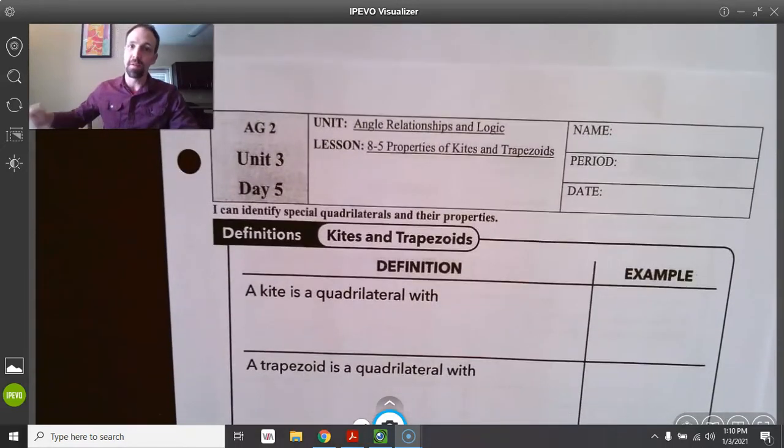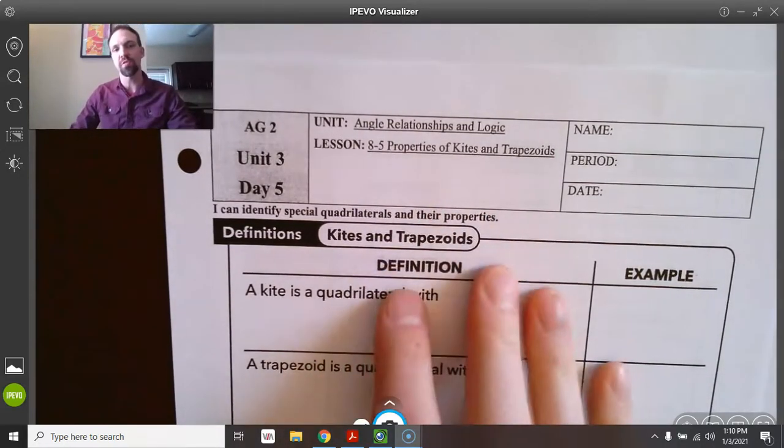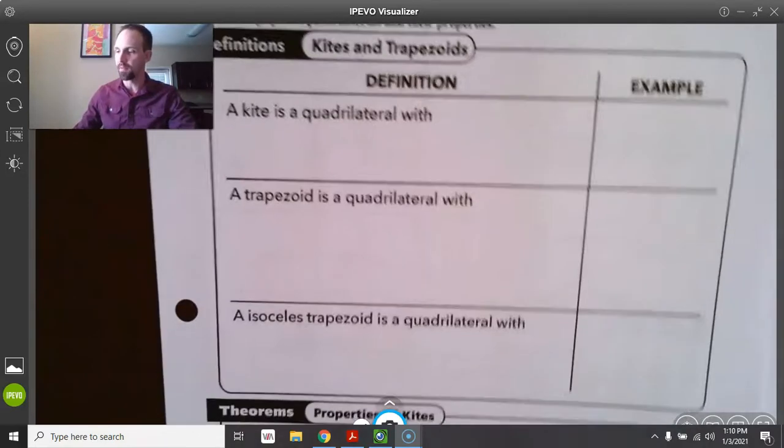Hi friends, welcome to the Unit 3 Day 5 notes. Today we're going to be talking about angle relationships and logic with properties of kites and trapezoids. So these are special quadrilaterals, kites and trapezoids.